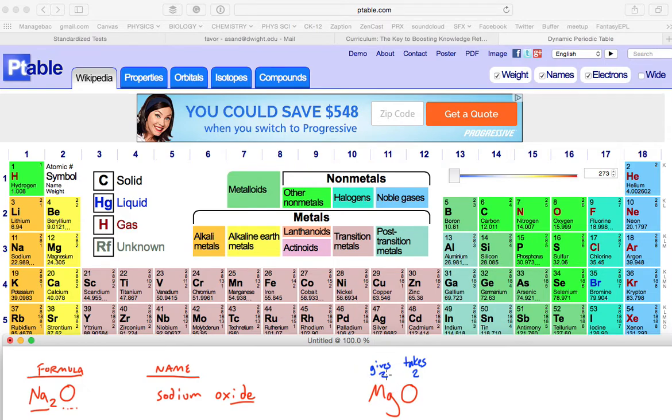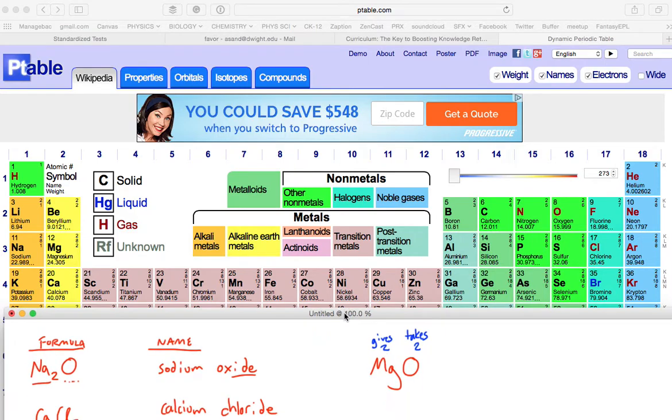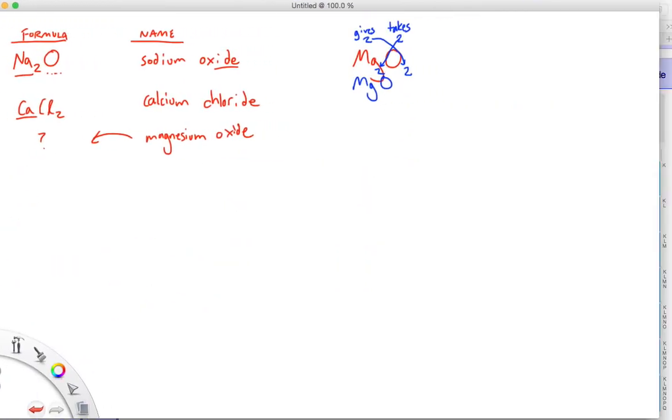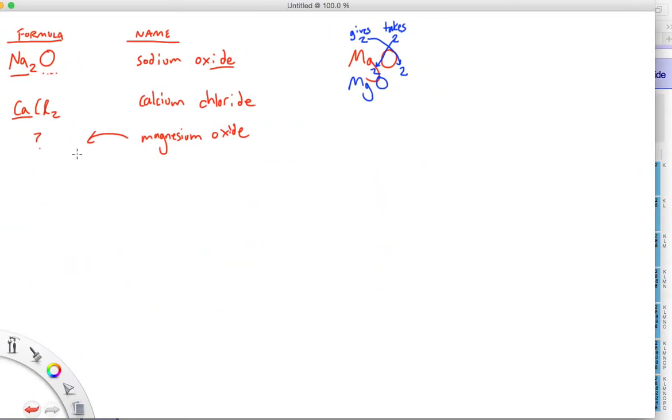So we're going to use a crisscross applesauce method right now, which means that I'm going to crisscross. So this is going to be a 2 here, and that's going to be a 2 there. So it's going to be Mg2O2, and if we simplify that, it's just going to be MgO. And that is our formula. All right, that should have been pretty easy for you. So this is going to be MgO.